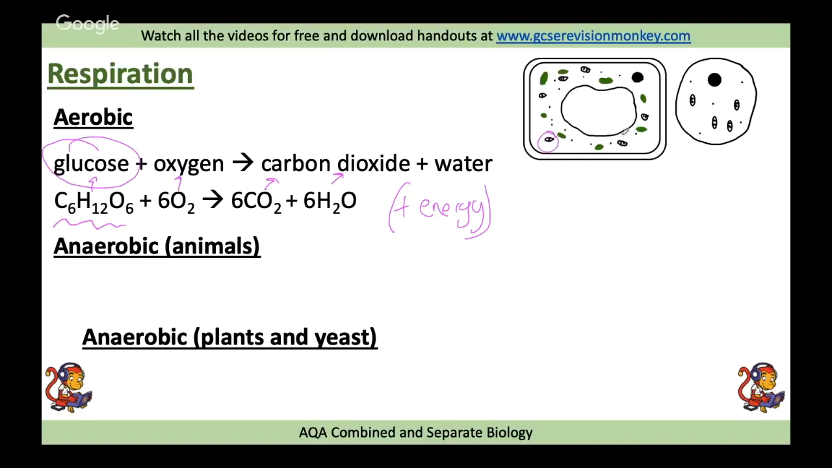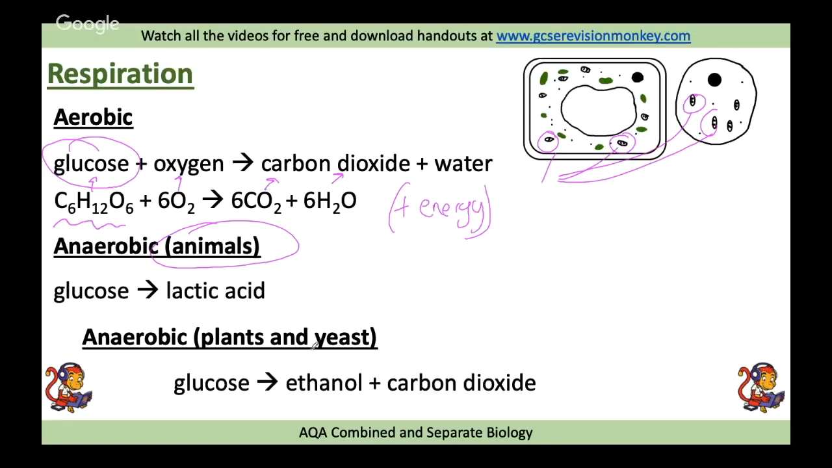And as a reminder, happens in the mitochondria, so it happens in animals and plant cells. Anaerobic respiration in animals, so that includes your muscles, turns glucose straight into lactic acid. If there's not enough oxygen, you get a lactic acid buildup and that causes cramps. And in plants and yeast, the anaerobic respiration equation is different. Glucose is converted to ethanol and carbon dioxide.